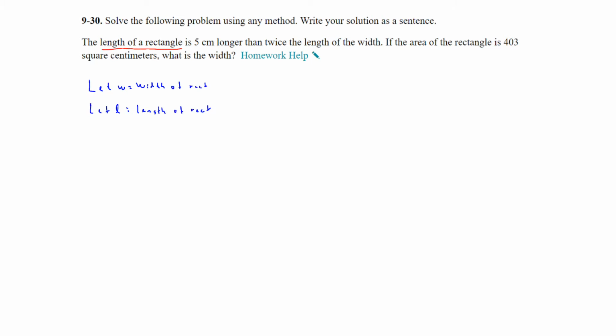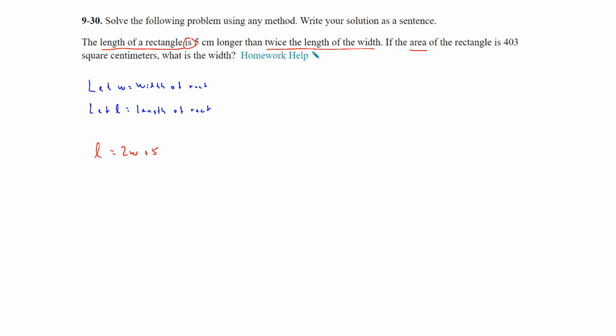So the length of a rectangle is, that represents kind of that equal sign typically. So the length, I guess I could use a capital L also, but the length is equal to 5 centimeters longer than twice the width. So twice the width, and it is 5 centimeters longer. So there's one equation.